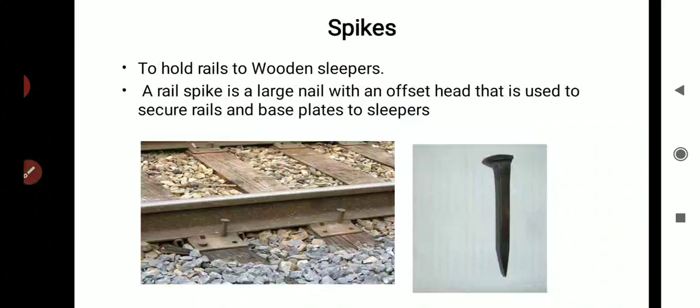Then next, come to spike. These spikes are used to connect the rail to the wooden sleeper.